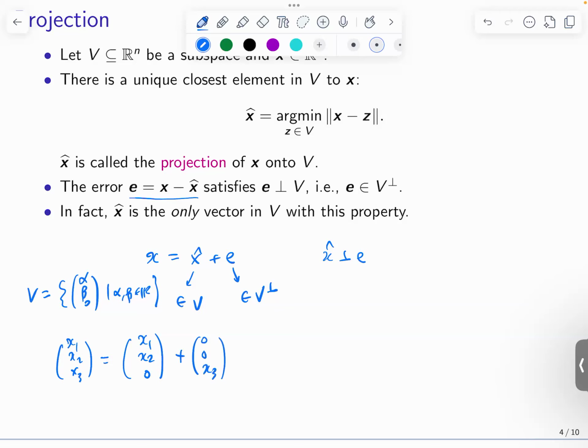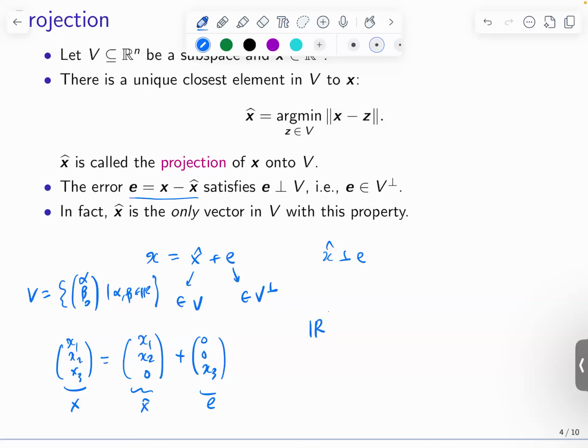Again, this is for convenience, because for the xy plane I can just write things out. When you project to the xy plane, you just zero out the z coordinate. So this would be x hat, and this would be e, and it works for any vector. But this is not limited to the xy plane. For any subspace, it works, and it would give you some non-trivial decomposition. Sounds good?